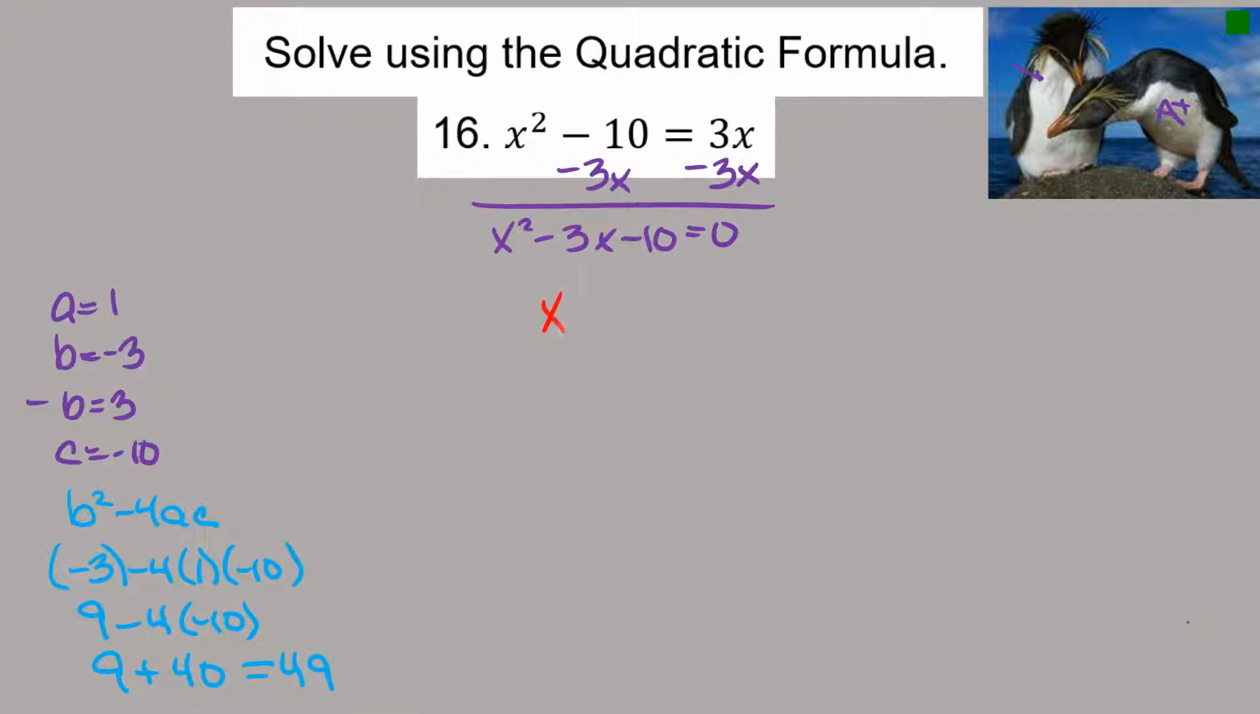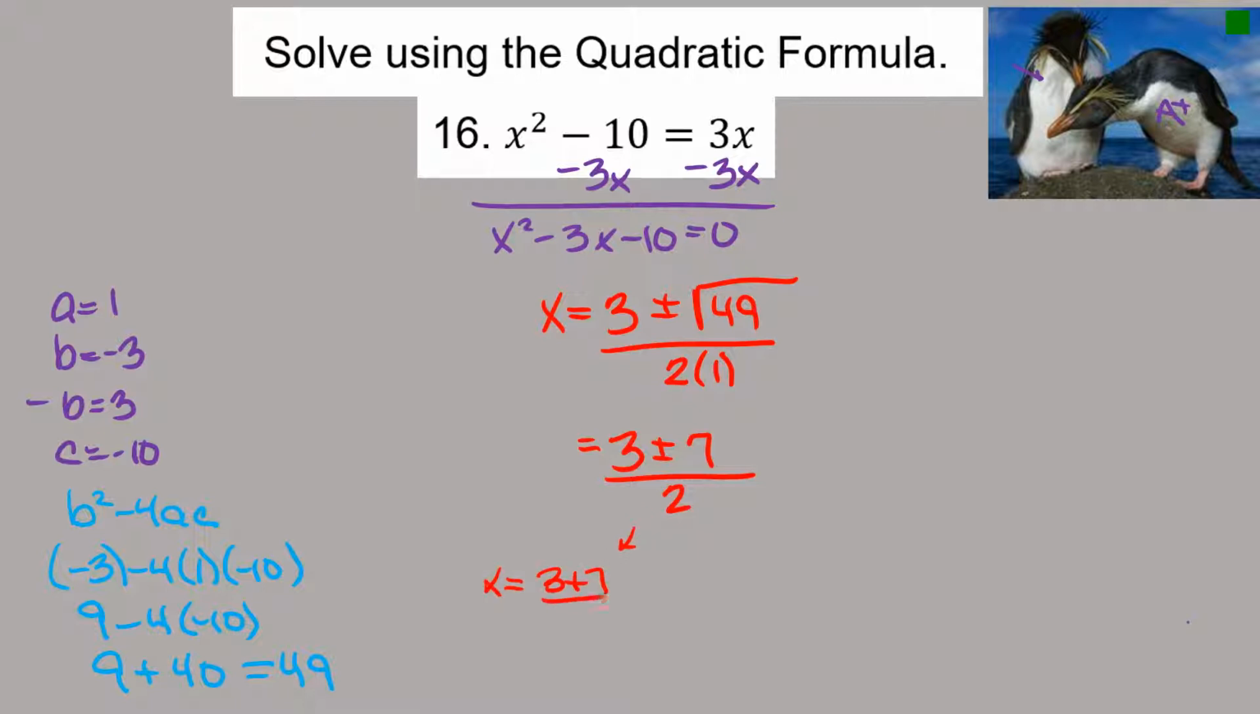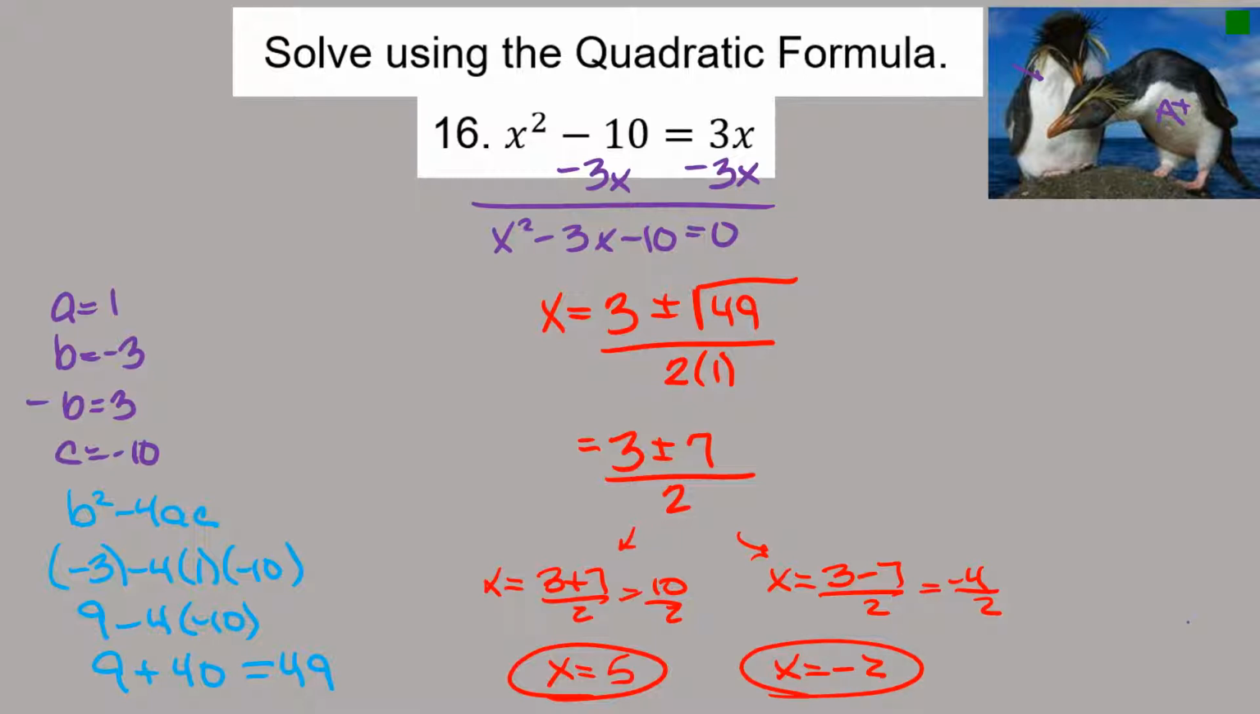So we go over here. X equals 3, the opposite of B, plus or minus the square root of the discriminant, which is 49, all over 2 times A, which is 1. The question at this next step is, is there a square root of 49? The answer is yes, it is 7. So X is equal to 3 plus 7 over 2, which is 10 over 2, x equals 5. X is equal to 3 minus 7 over 2, negative 4 over 2. X is equal to negative 2.